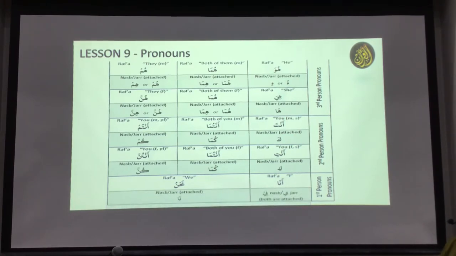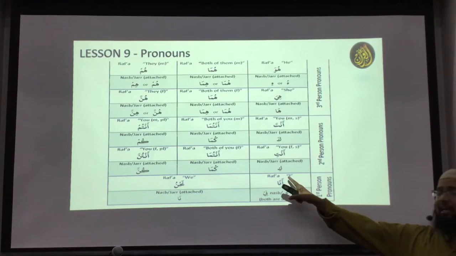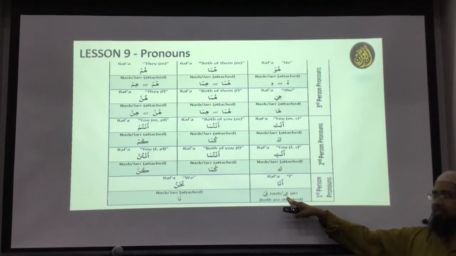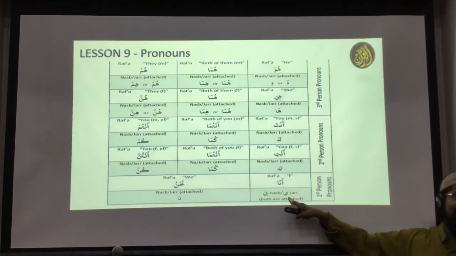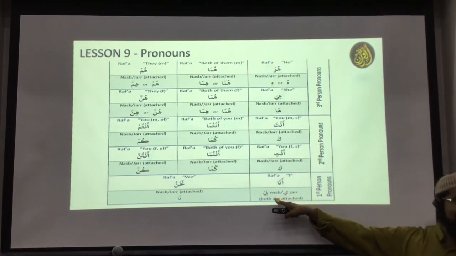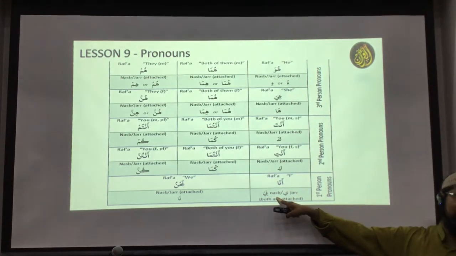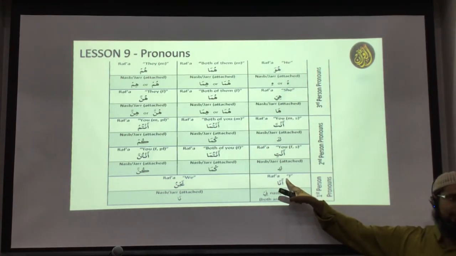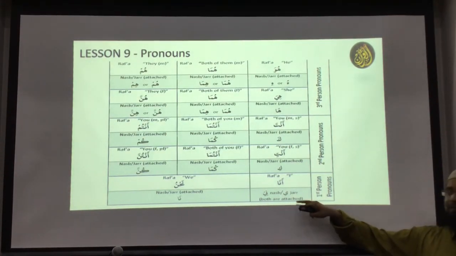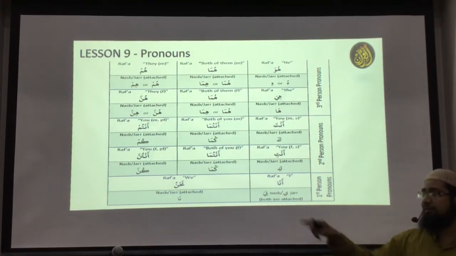And the last one. For Ana, "I", it is already given. If it becomes "i", like the English letter i, it's Jar. If it becomes ni, it's Nasab. So Ana is a special thing: the Rafa version is Ana. If it becomes i, it's Jar. If it becomes ni, it's Nasab.